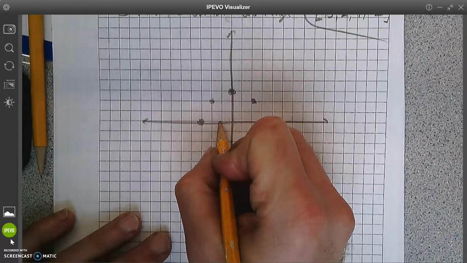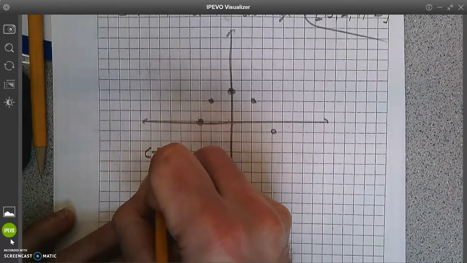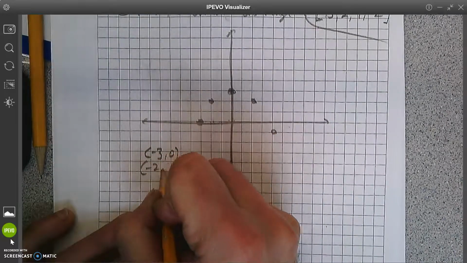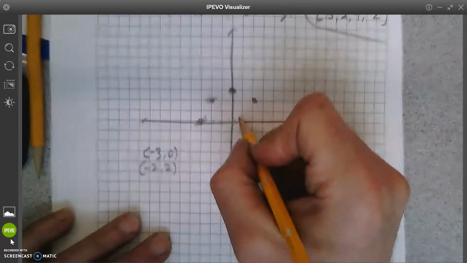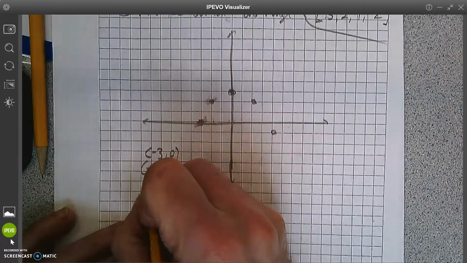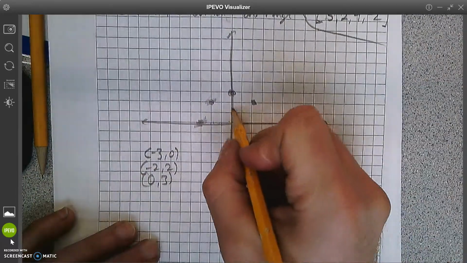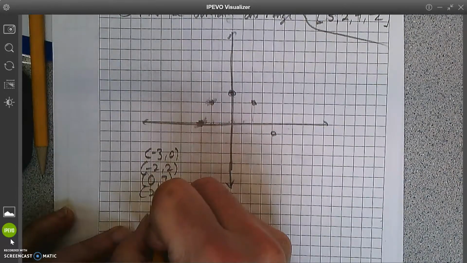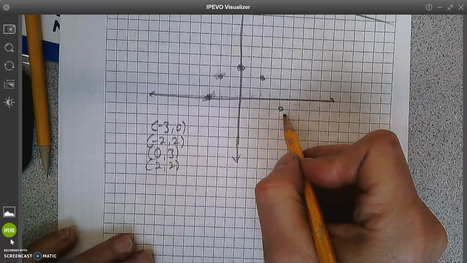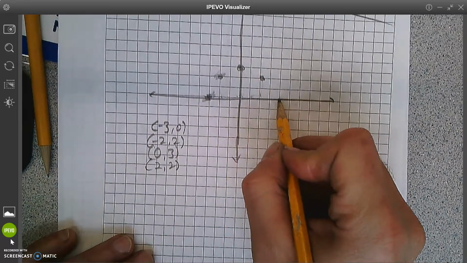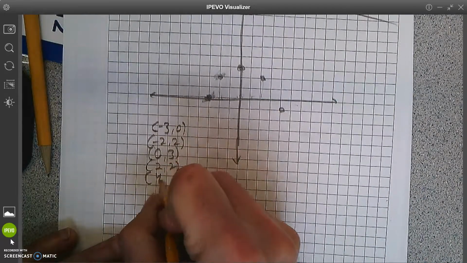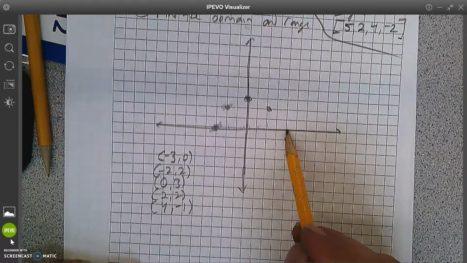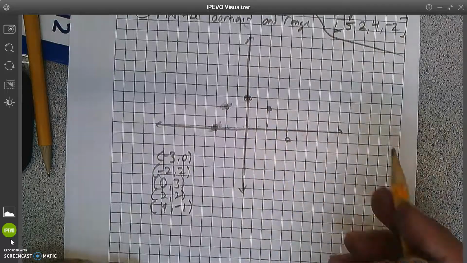So this point here, 1, 2, 3, is -3, 0. This point is -2, 2. Cross them out as we go. This point is 0, 3. This point is 2, 2. What's this point here? Yeah. 1, 2, 3, 4. Down 1. 4, -1. So now that I have my relation in coordinate points, it's easier to tell what the domain and range is.